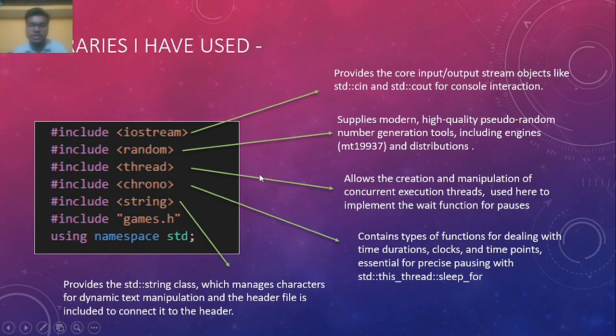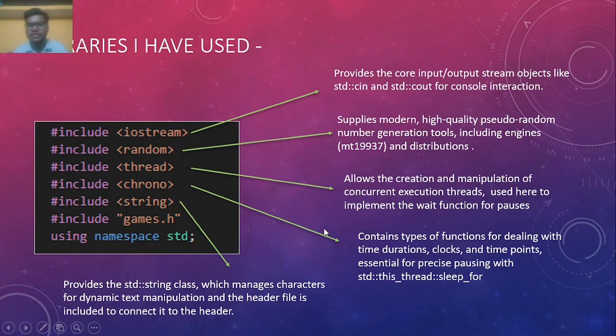Then there's thread. This allows us the creation and manipulation of concurrent execution threads, which I've used to implement a wait function that I've used for pausing. Then there's chrono. Chrono contains functions that deal with time, clocks and time points. I've also used this in the same wait function here. Then there's string. String provides us with a string class which manages characters for dynamic text manipulation. So it basically gives us functions to make our code easier. And the header file is also included here, as you can see.